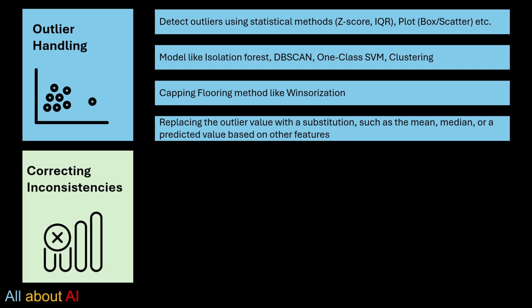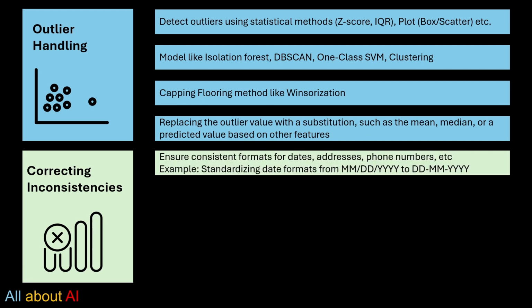Next thing is correcting inconsistencies. There could be inconsistency in various ways, like dates, addresses, and phone numbers. They can have different formats across different datasets, or even if we are merging datasets from different sources, they can have differences in format. Just a simple one: a date could have MMDDYY format in one dataset or field, and in another field it could be DDMMYY. So we need to make all this data consistent.